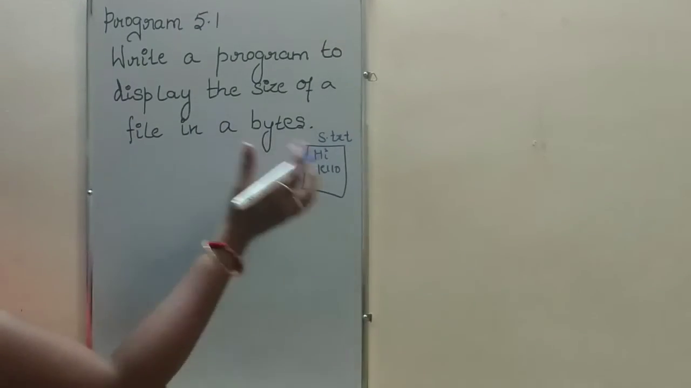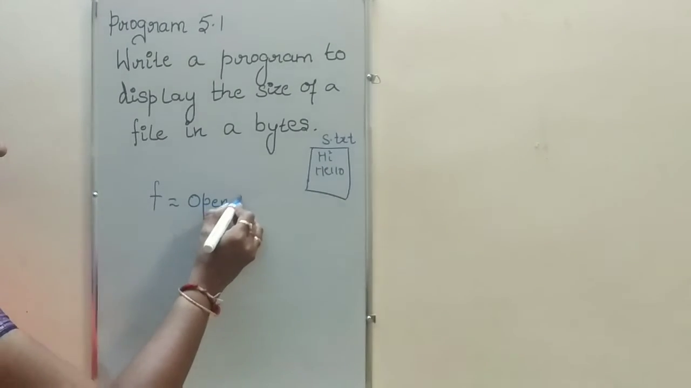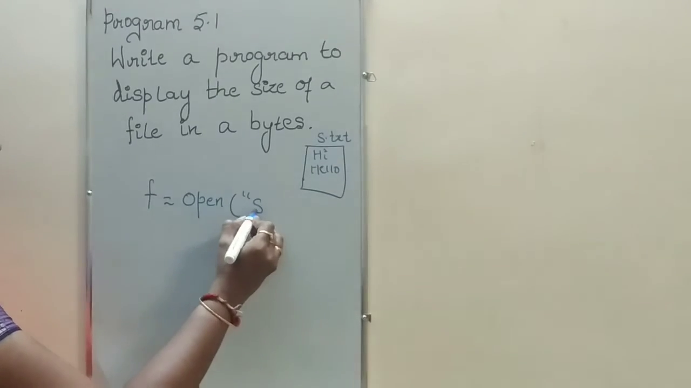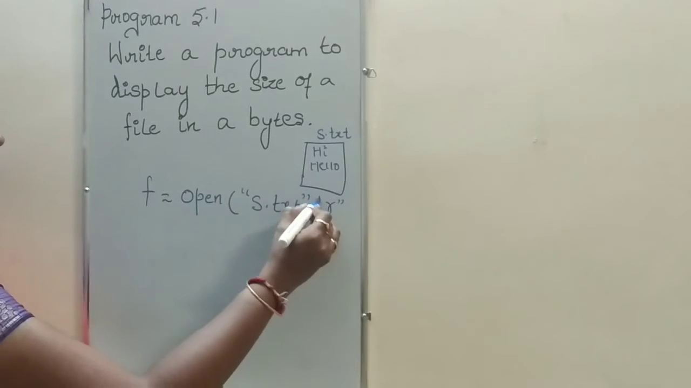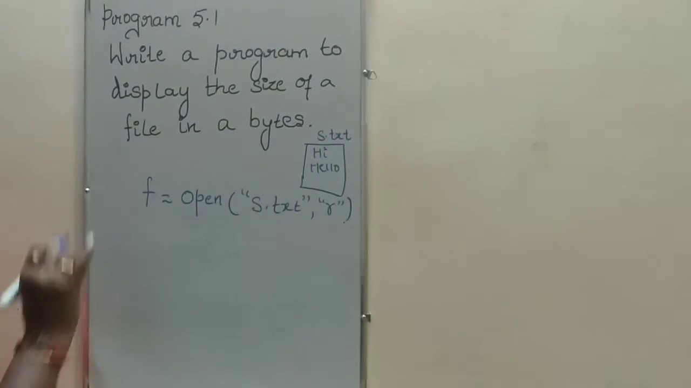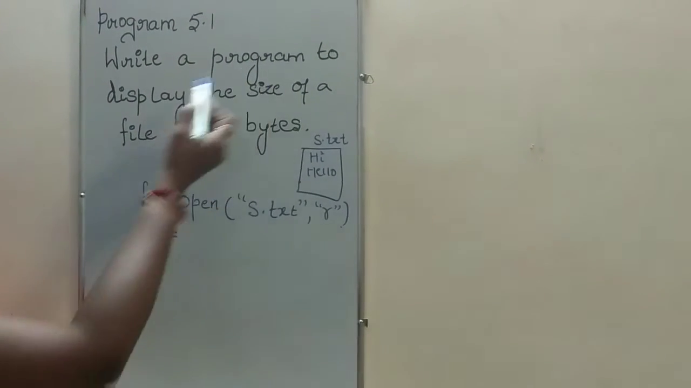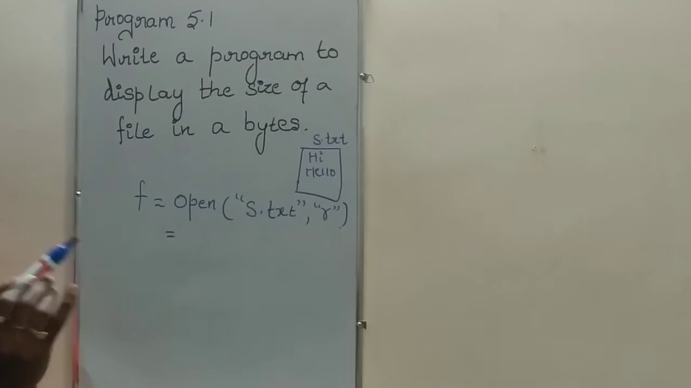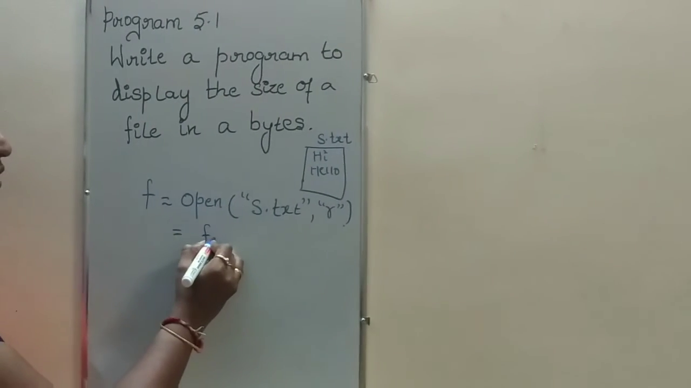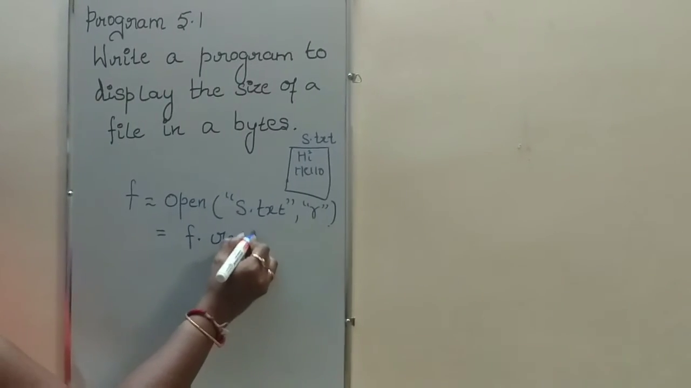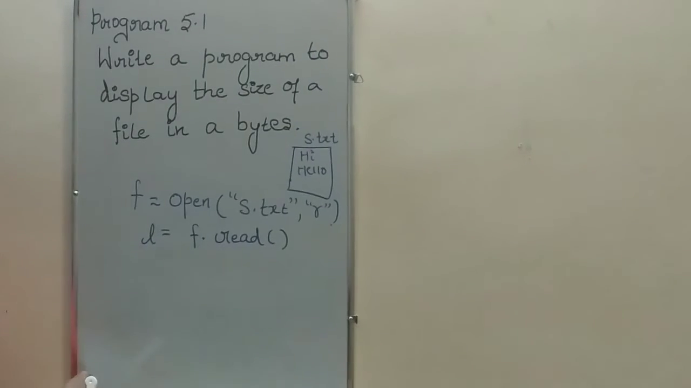So first open this file using the open method. F equal to open, and then what is the name of the file? s.txt. It will be used for reading purpose, so write R here. Okay. Next, you are going to read the content. They didn't mention the lines, so you are going to read the content. The read method will read the contents. So the F.read method will read the contents from this file. It will be stored in L.